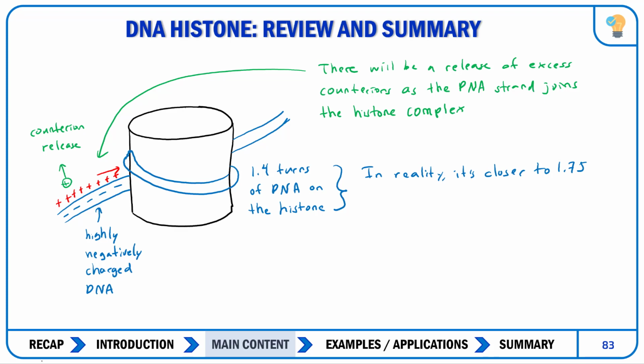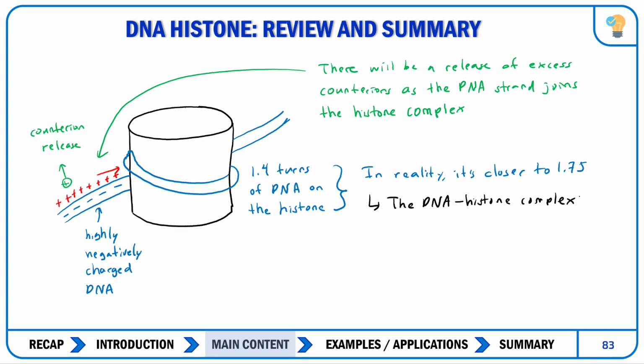So one of the things is, now that we're back to the number of turns of DNA on the histone, using our measurements, we found out that it was 1.4, but in reality, it's 1.75. So what this tells us is that the DNA histone complex is what?